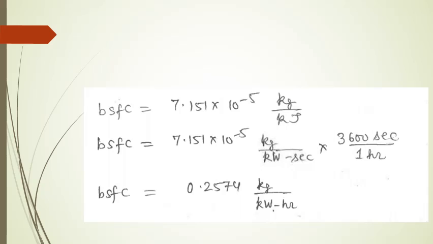Now the value of BSFC is 7.151 × 10^-5 kg per kilojoule, and kilojoule can be written as kilowatt second, and we know that 1 hour has 3600 seconds, so we multiply by this conversion factor and we get the value of 0.2574 kg per kilowatt hour.